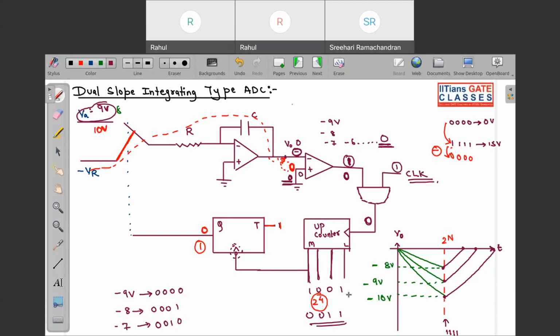Shriyari? I think for the last, see, I will explain once again.